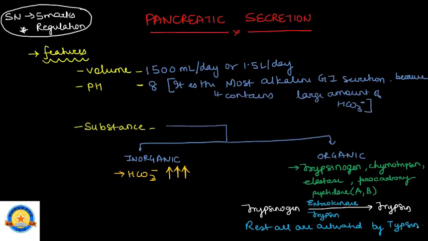So, clear. Pancreatic juice: what is the volume? 1500 ml per day. What is the pH? It is 8. Substances, inorganic: HCO3 negative. Because of the very large amount of HCO3 negative, it is the most alkaline GI secretion. Now, trypsinogen, chymotrypsin, procarboxypeptidase A, B, and elastase are organic materials. Trypsinogen is converted to trypsin with the help of enterokinase and trypsin itself. And the rest are all activated by trypsin. Next, we are going directly to regulation.